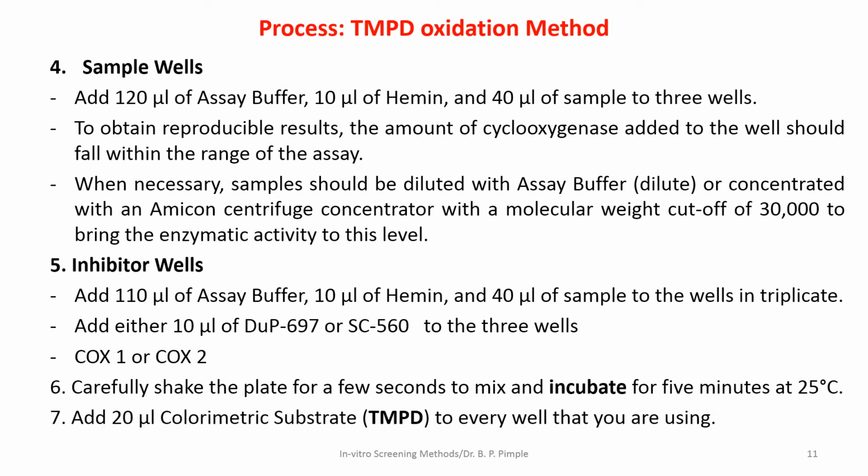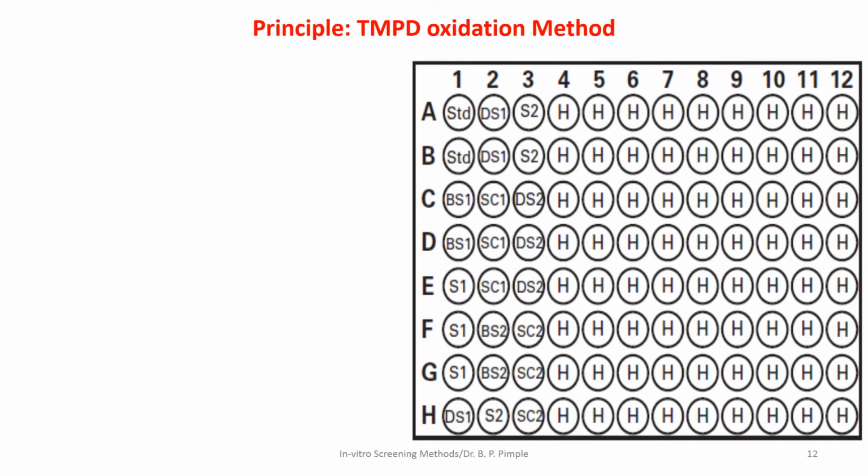Then the plates are shaken and incubated, and in the seventh step you need to add the major component, that is TMPD, which will develop the color. Now this TMPD is in the reduced form. The moment you add it and incubate it further, it gets converted into the oxidized version, and the oxidized TMPD gives the colored complex which is to be measured.